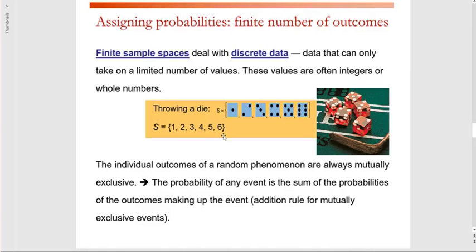When you roll the die once, you're only going to get a 1, 2, 3, 4, 5, or 6. You can never get, for example, a 1 and a 3 when you roll the die once. Individual outcomes of a random phenomenon are always mutually exclusive. The probability of any event is the sum of probabilities of outcomes making up the event.